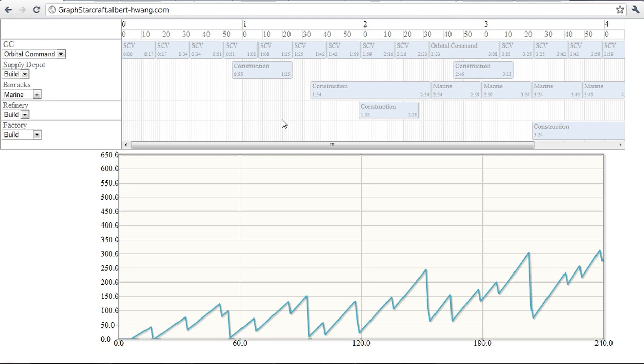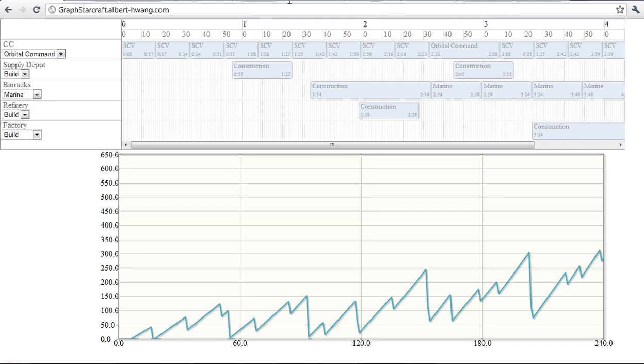And actually, this is really interesting. In the beginning of the game, you only have six SCVs, six workers. So your mineral collection rate is rather shallow, and you can see here that this line is rather shallow. But when you have like 17 SCVs over here, check it out. Your mineral collection rate is way steeper. That's because you're gathering more minerals per second.